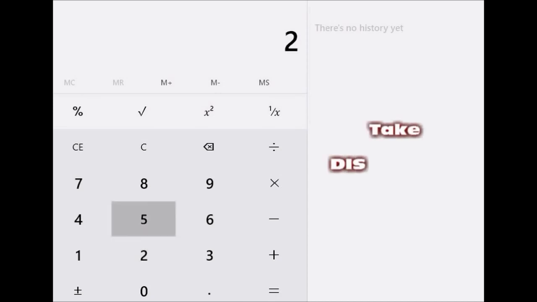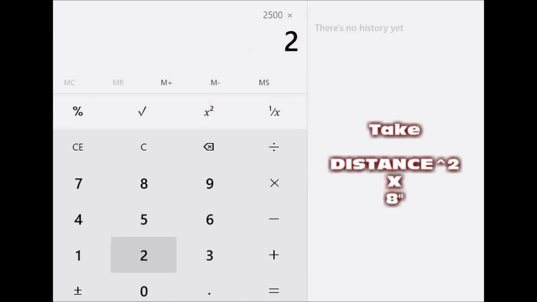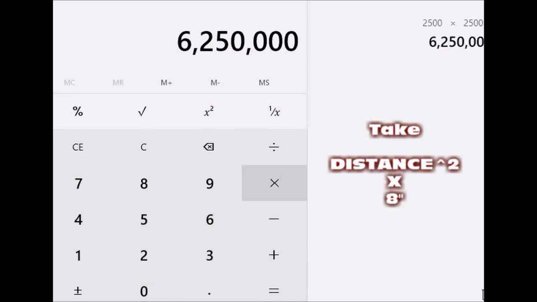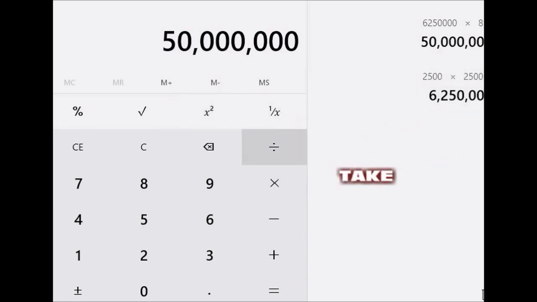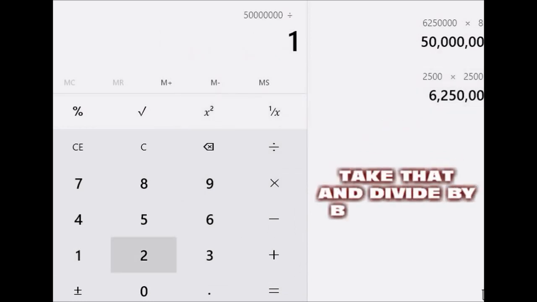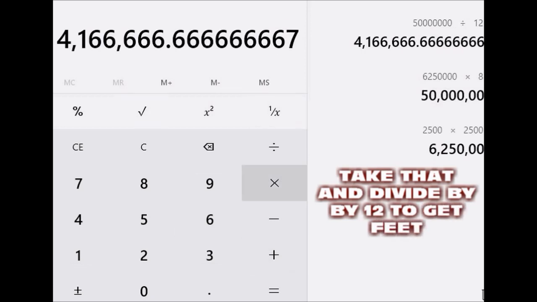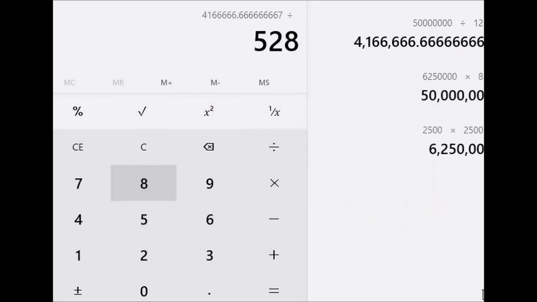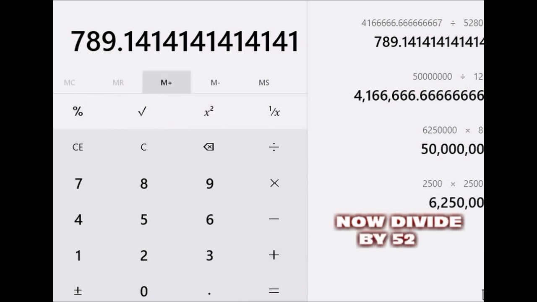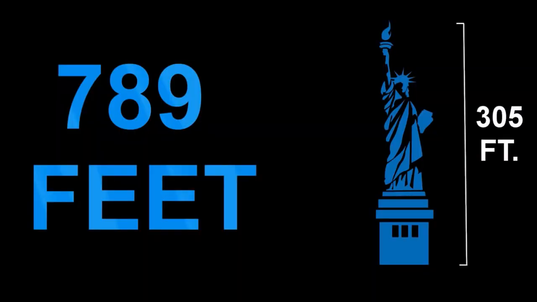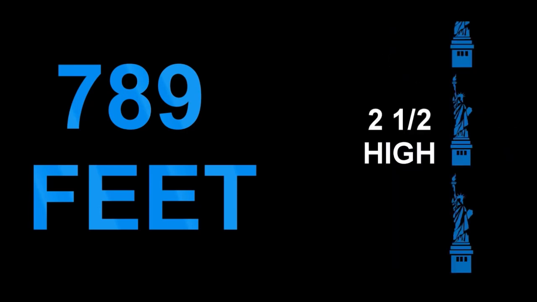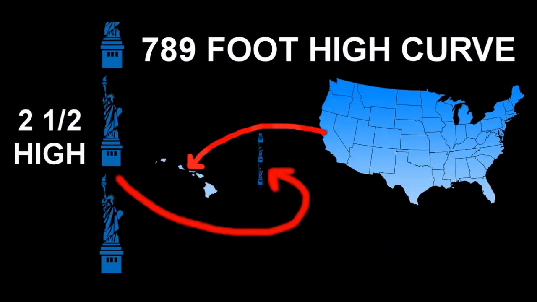First, we take the distance squared, so 2,500 miles times 2,500 miles equals 6,250,000. Then we multiply that by 8 inches, and we get 50 million. Then we will divide by 12 to get our feet. So 50 million divided by 12 is 4,166,666. Then divide that by 5,280, and we get 789. So 789 feet is better visualized by the Statue of Liberty, which stands 305 feet. So 789 feet is 2.5 statues. Can you picture a hump of water 2.5 statues of Liberty high in the middle of the Pacific Ocean?